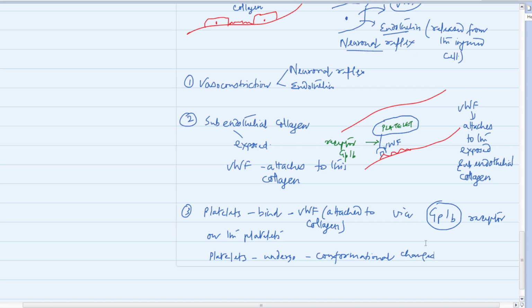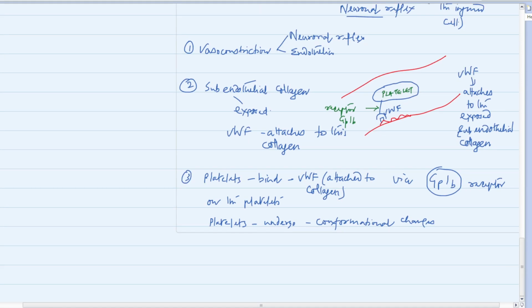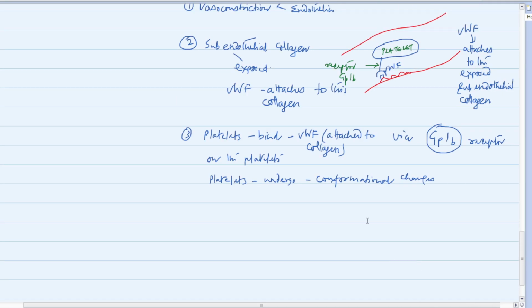Okay, they undergo conformational changes. This conformational change, what happens? It results in release of ADP and calcium from the platelets.